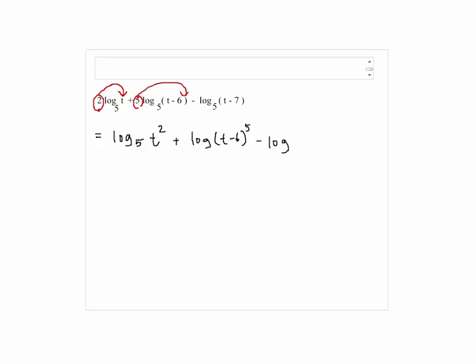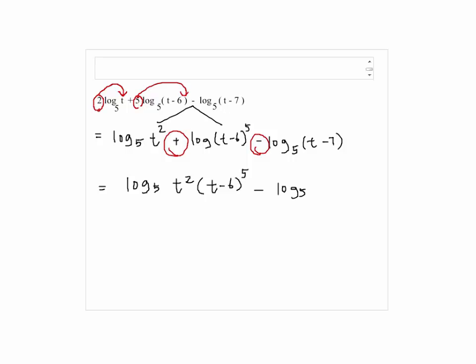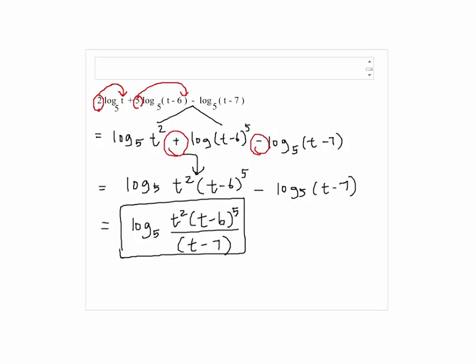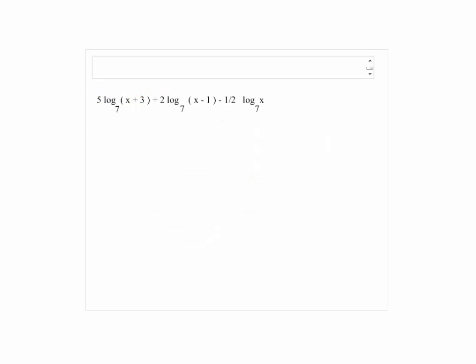Write as a single logarithm: 2 log base 5 of t plus 5 log base 5 of t minus 6 minus log base 5 of t minus 7. First, we're going to take care of the numbers in front of each log. I'm going to bring up 2 and 5 on top of t and t minus 6. So we have log base 5 of t squared plus log of t minus 6 to the 5th power minus log base 5 of t minus 7.